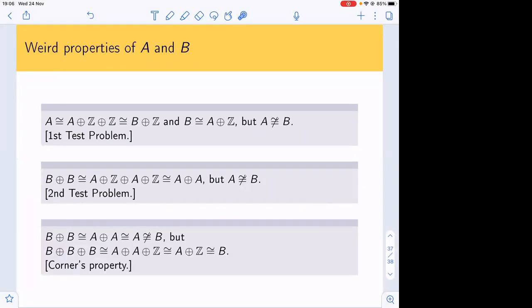Okay, so now let's look at B plus B. Well, we've just seen that B plus B is isomorphic to A plus A. A plus A, we know is isomorphic to A just by taking two sequences and interleaving them. But A is not isomorphic to B. So that means that B plus B is not isomorphic to B. B is not isomorphic to the direct sum of two copies of itself.